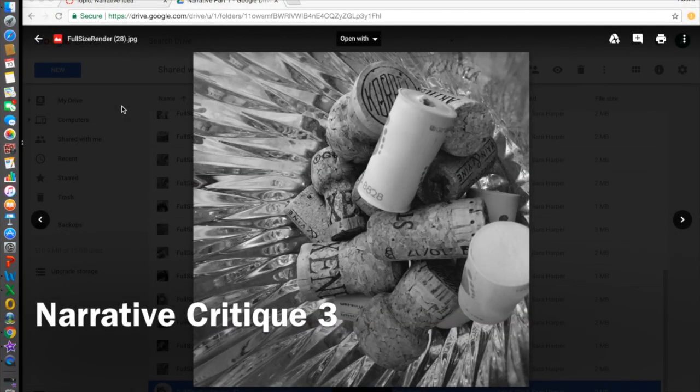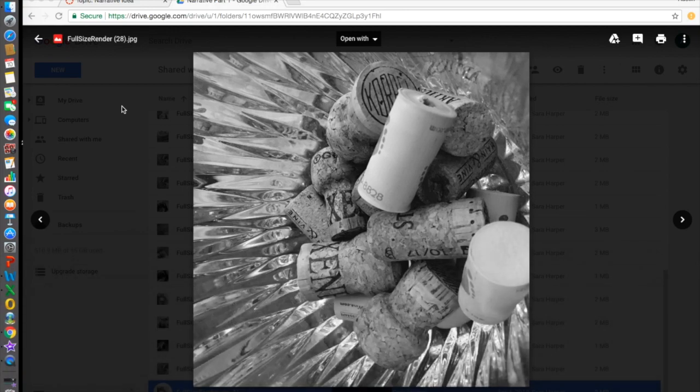For my third image, I chose to use this one right here from Sarah Harper. To start off, I could talk about how effectively this artist uses elements and principles of design or photography in composing an image. So in this image, you can see that the corks of wine bottles are all in this glass bowl.